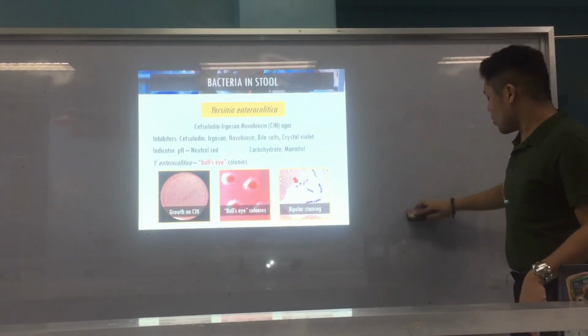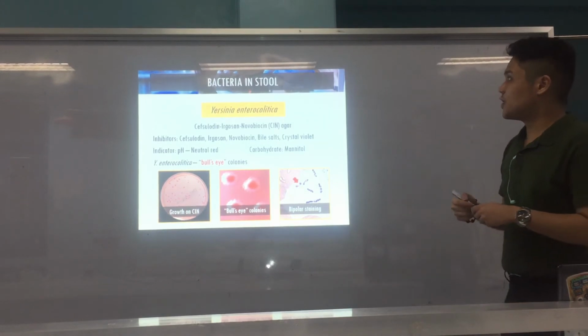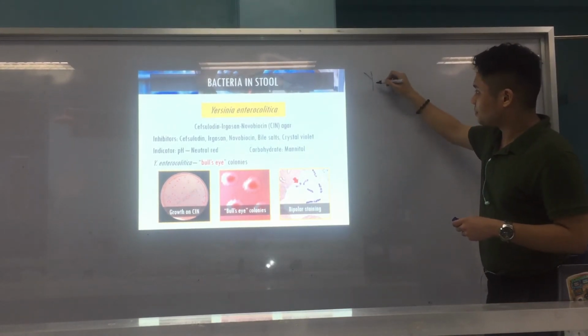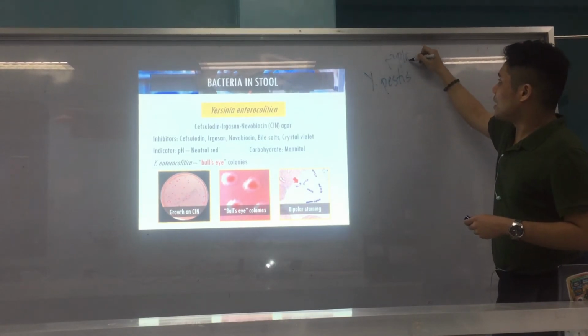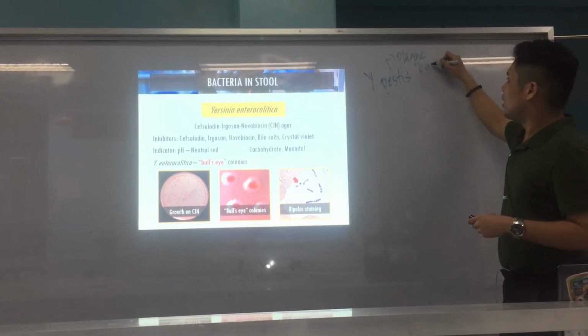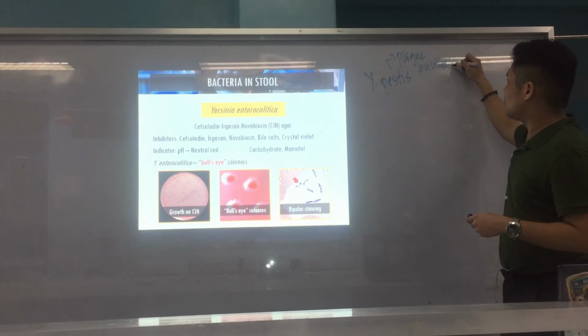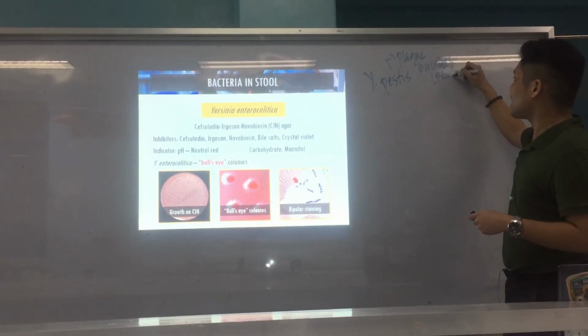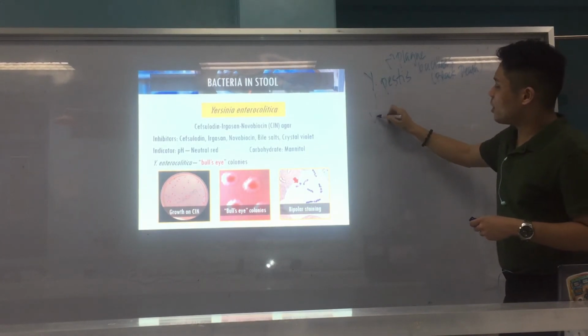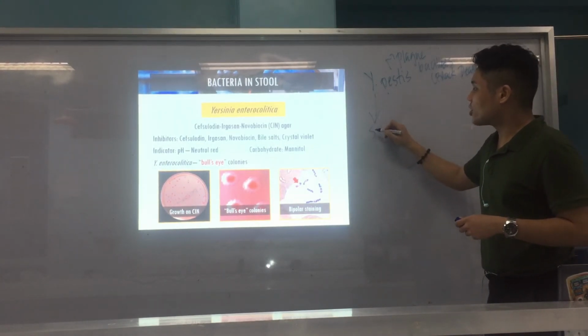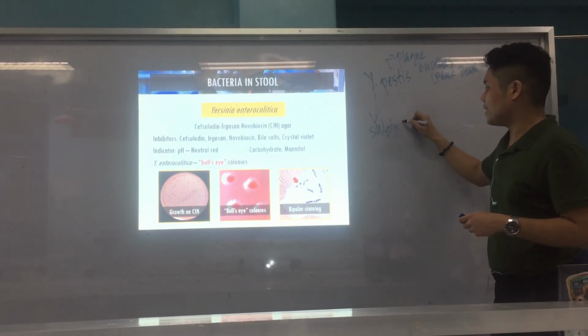And another species of Yersinia is Yersinia pestis, or the plague bacillus. Plague, the causative agent of the black plague, or the black death. It shows bipolar staining or a safety pin appearance.